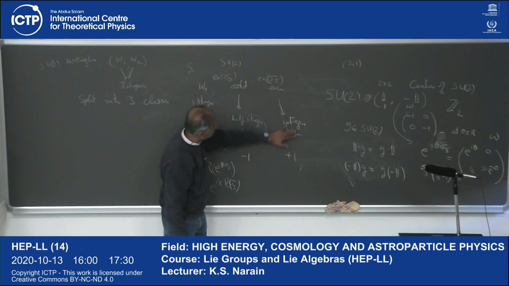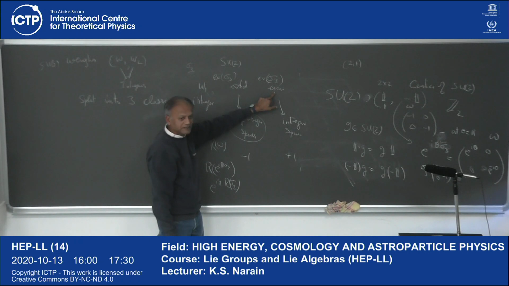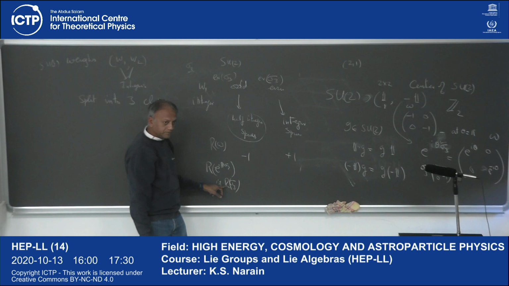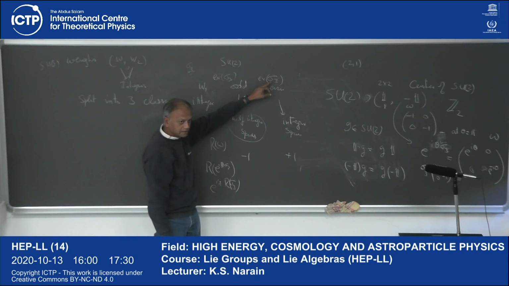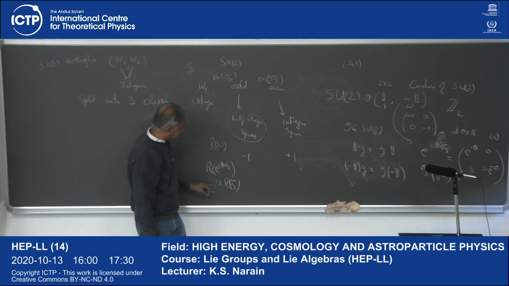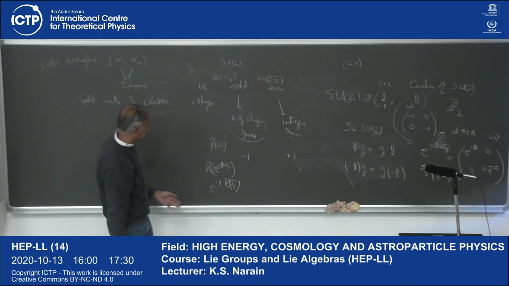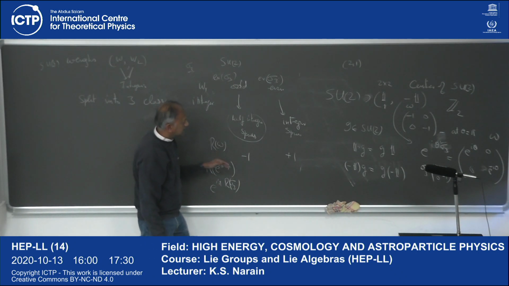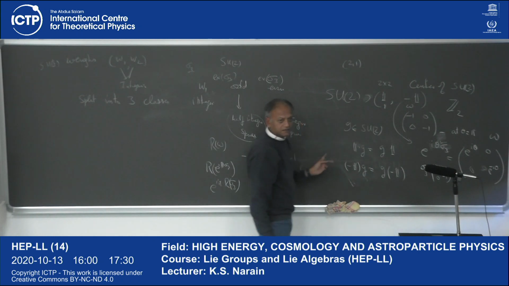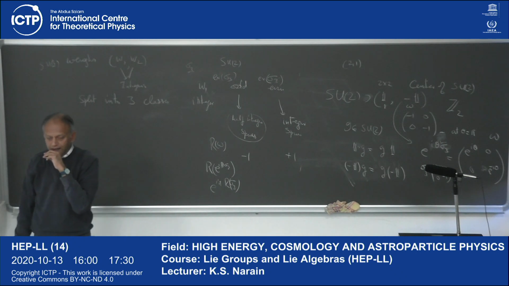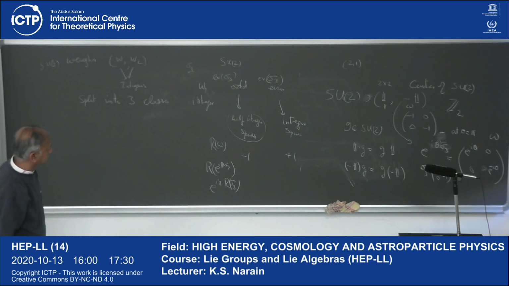Whereas in this class of weights, the sigma 3 eigenvalue is even. So R of sigma 3 is even in any state here. And so e to the i pi times an even number is 1. So there's a distinction between these two classes, and that distinction is coming because of the way this center of the group acts on these states. So for example, what is the consequence of this?